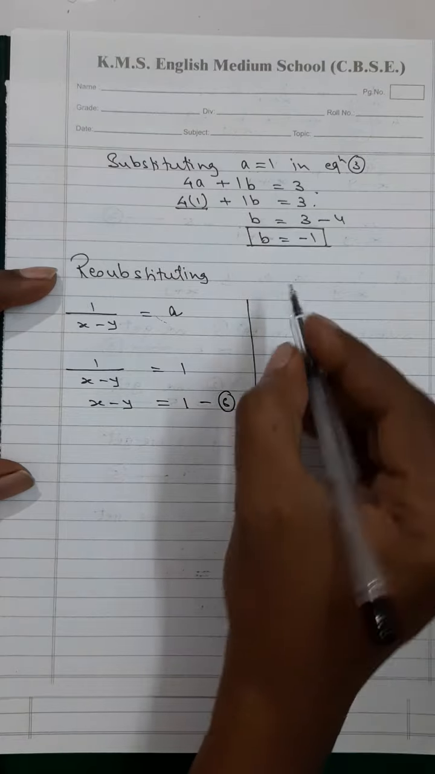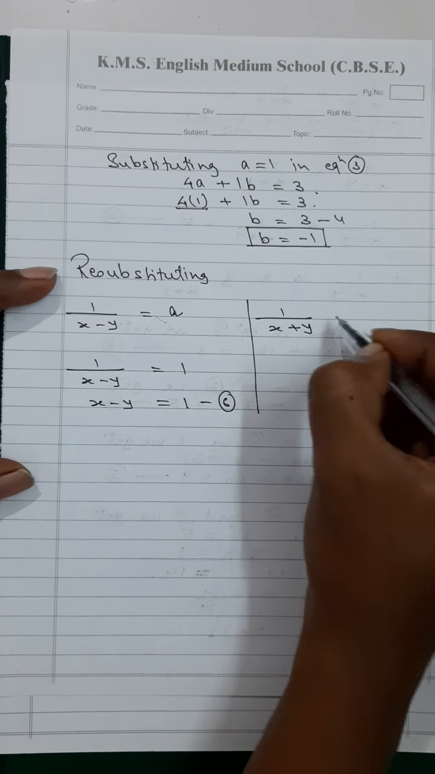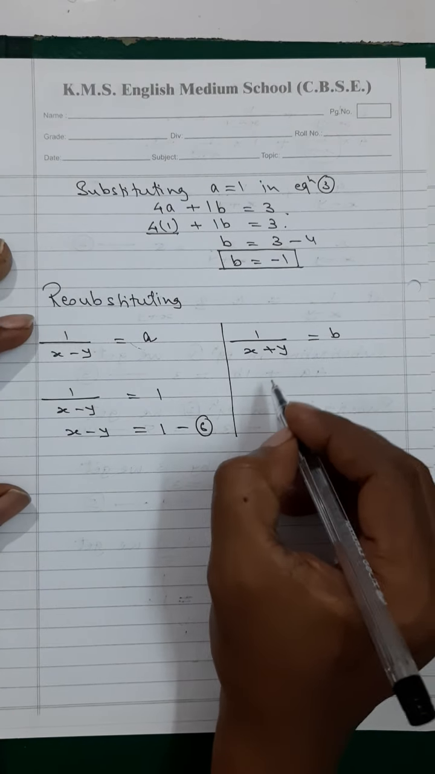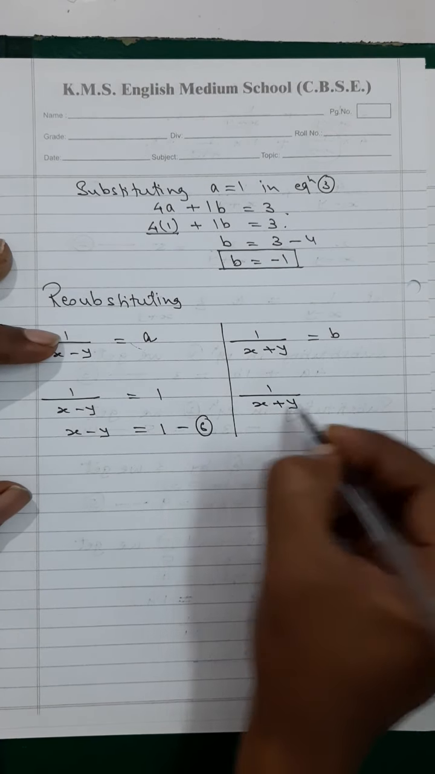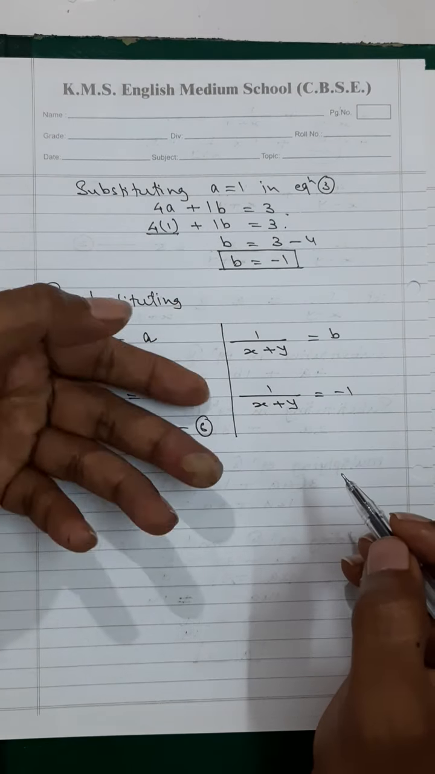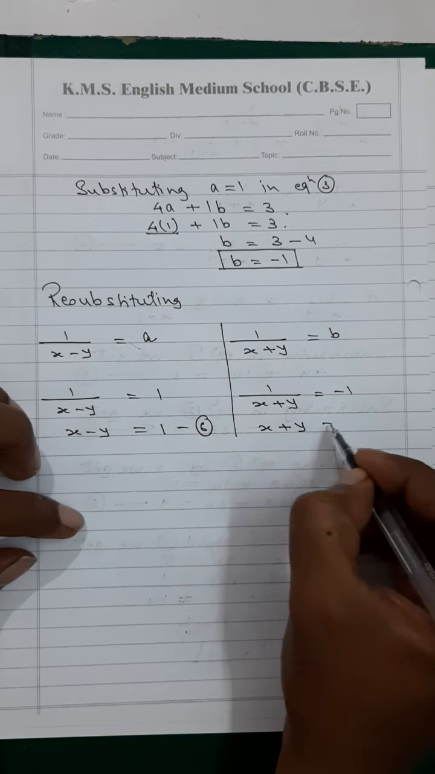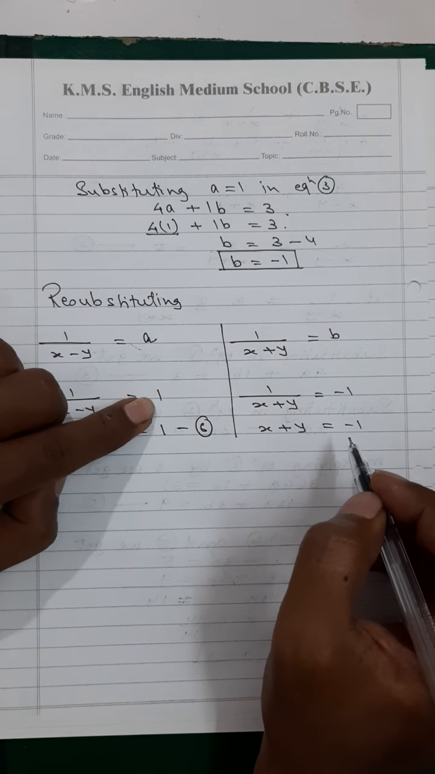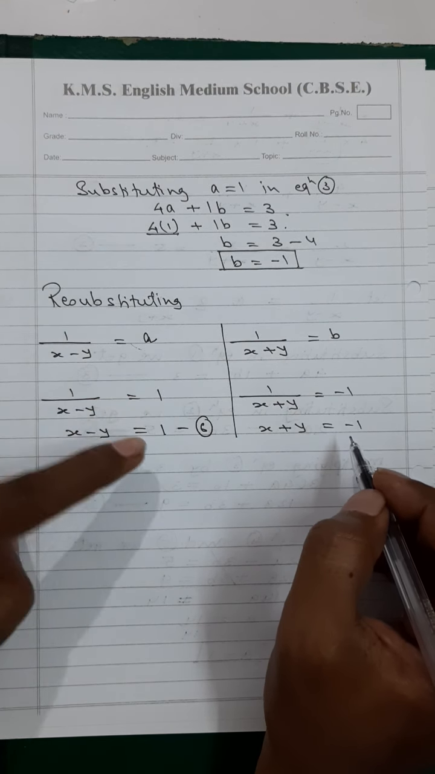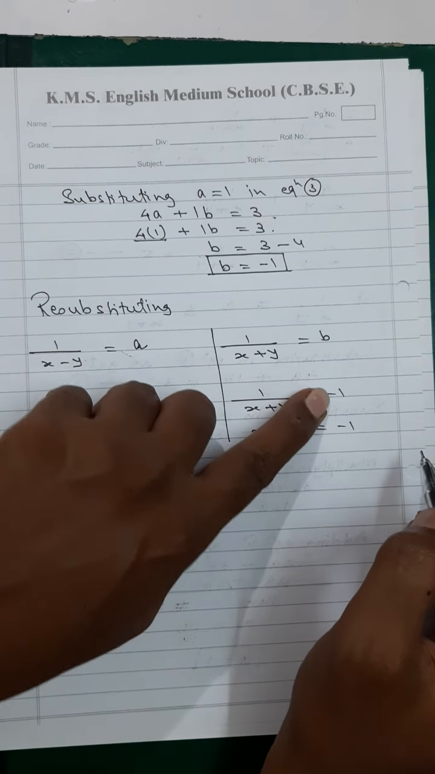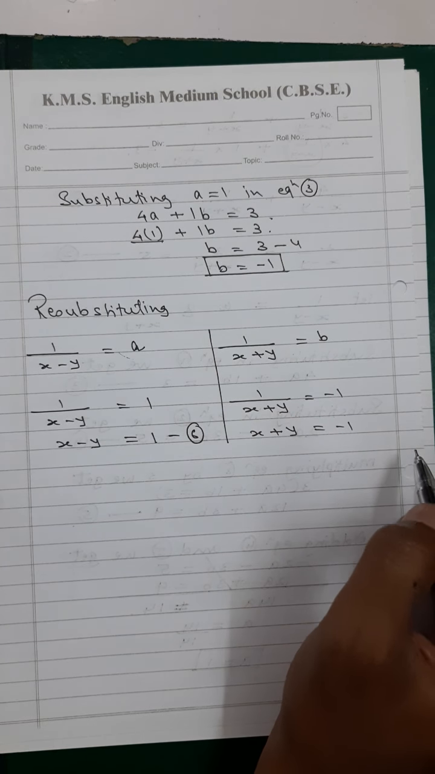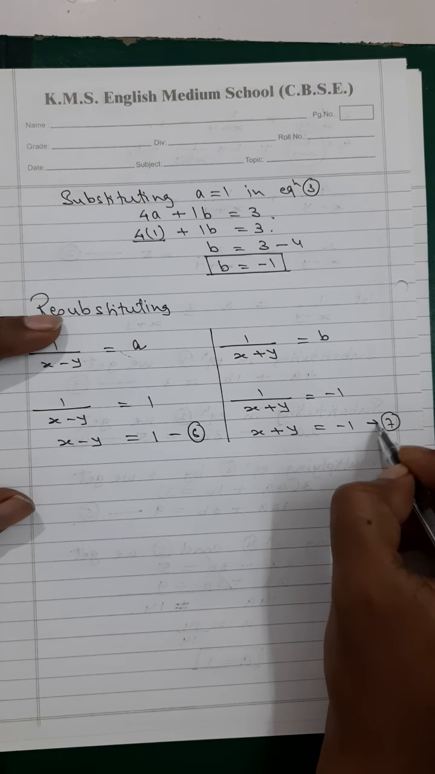Similarly, I will do it for the other one, that is 1 upon x plus y is equal to b. This I have substituted. Resubstituting means I have to go back, and I have got b value is equal to minus 1. I will get 1 upon x plus y is equal to minus 1. This I'll again reciprocate, I'll get x plus y is equal to minus 1, because minus 1 is minus 1, 1 also is going to be 1. Reciprocation should be done over here also. If this would have been 1 upon 2, it would have become 2 upon 1. This would have been 3 upon 7, so it would have become 7 upon 3. But now it is 1 upon 1, so reciprocation is going to be 1 upon 1 in any way. So this is your seventh equation.